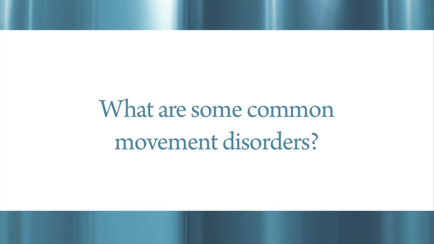Movement disorders usually occur when there is a disruption of the basal ganglia circuitry. And the basal ganglia are basically deep structures within the brain that control normal fluid movement. So if you have a disruption, and depending on where the alteration is, you can have either too much movement or too little movement. What are some common movement disorders?